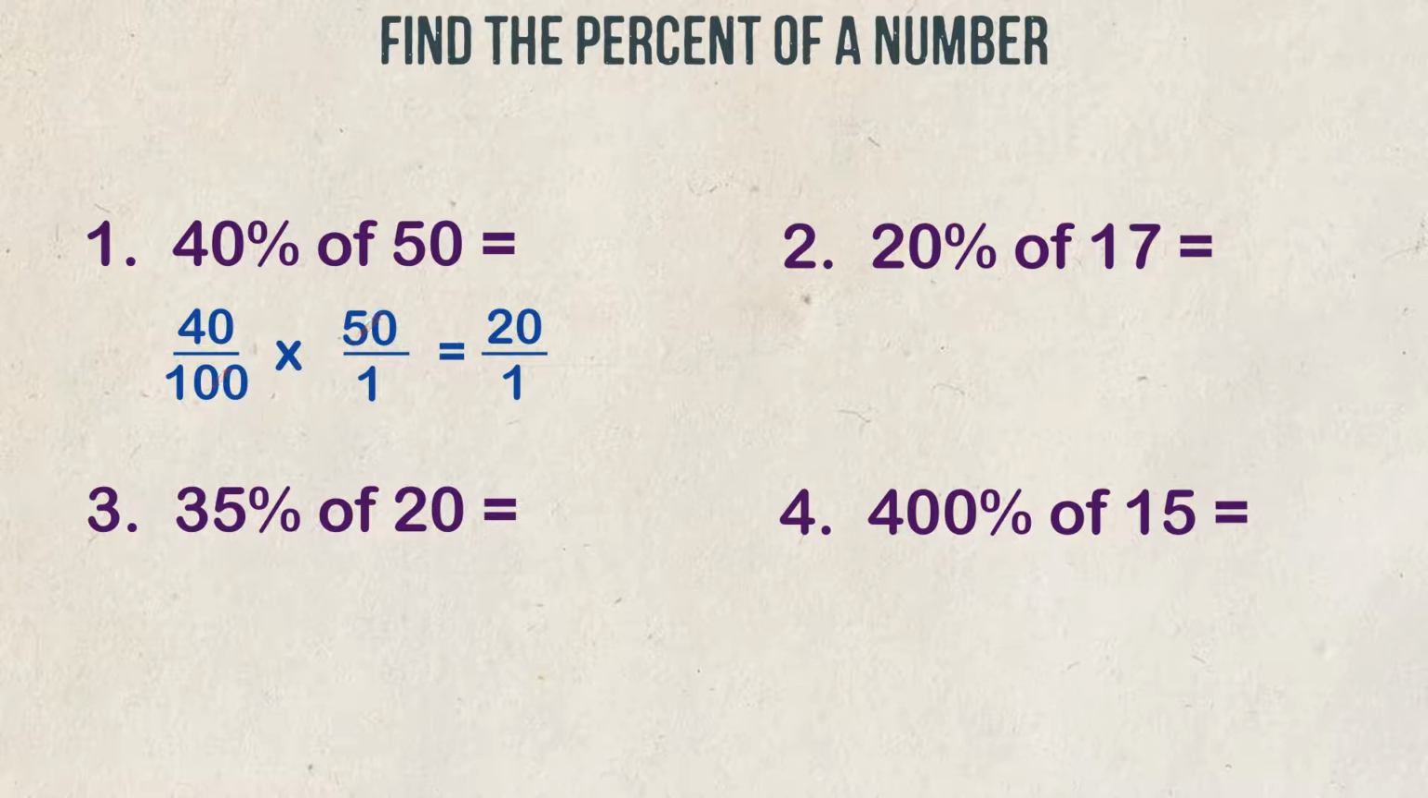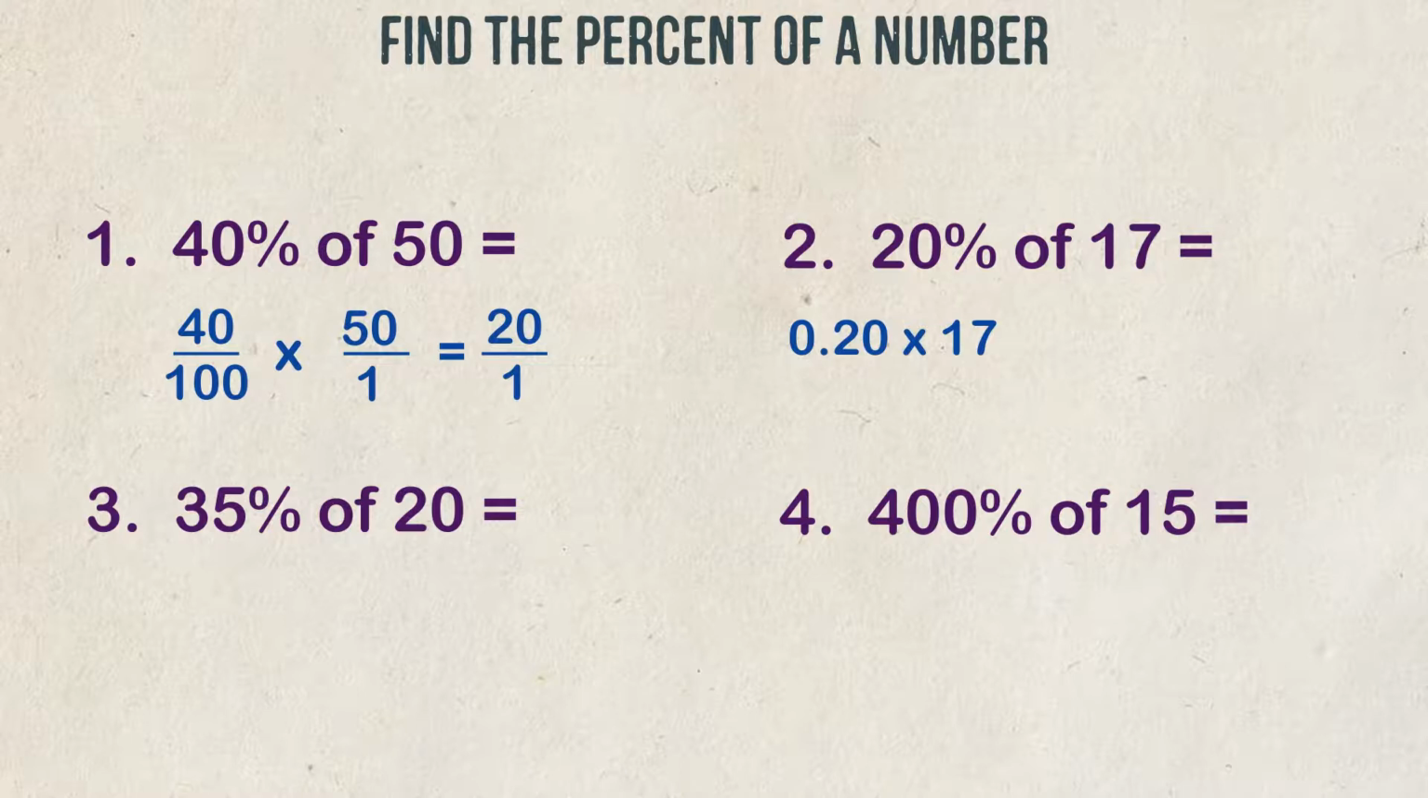Example 2. Find 20% of 17. For this example, we're going to use the decimal method without a calculator. The first step in using the decimal method is to set our percentage up as a decimal. We know that 20% means 20 of 100, and that can be written in decimal form as 0.20 or 20 hundredths. That number can be multiplied by 17.